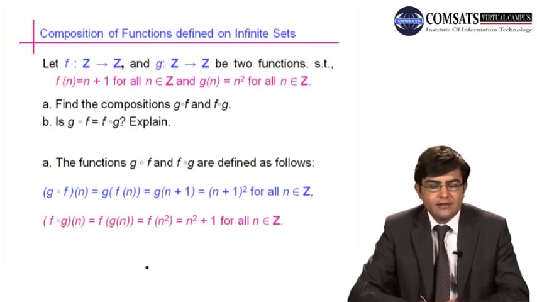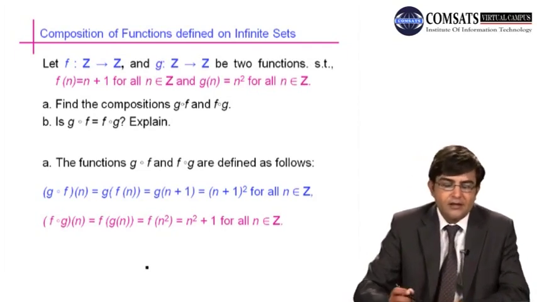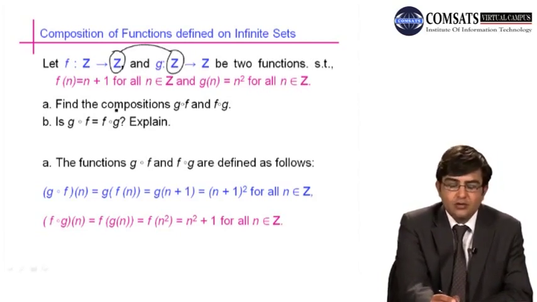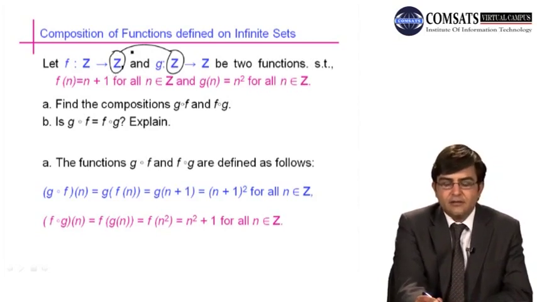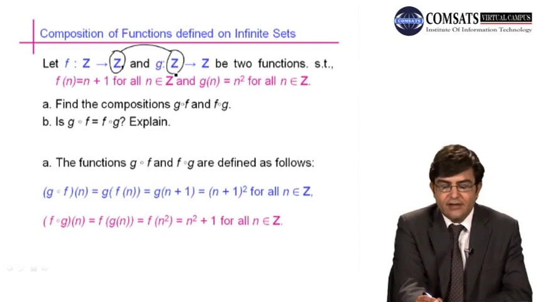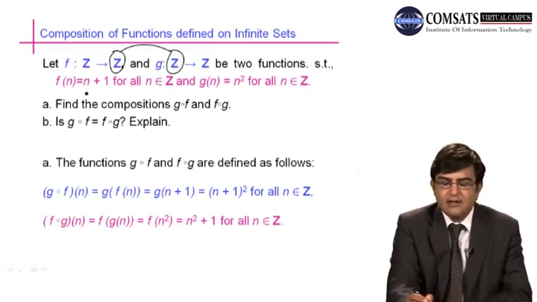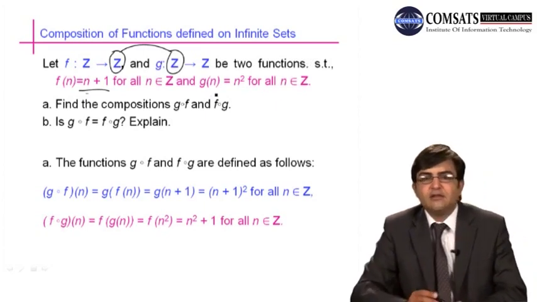Now how do we define the composition of two functions on infinite sets? Let we have two functions, f from Z to Z and g from Z to Z. So these two functions have the same domain and codomain, so there is no problem here. The range or codomain of f must be a subset of the domain of the second function. So Z is a subset of Z, so this property is satisfied. Now we can define the composition of these two functions. The first function is defined by f of n equals n plus 1, and the second function is defined by g of n equals n square.